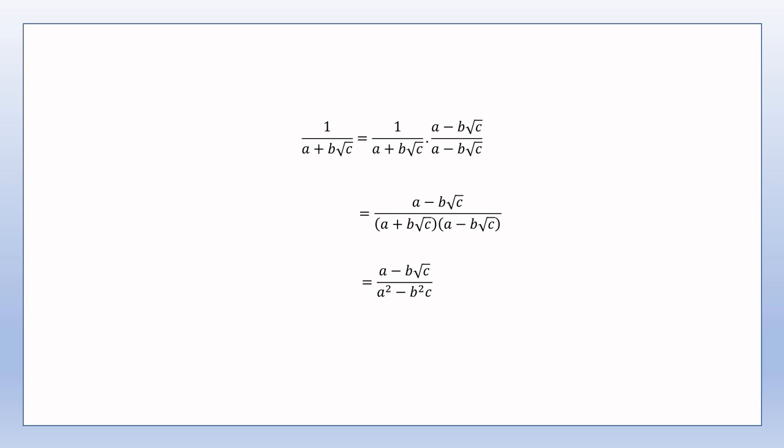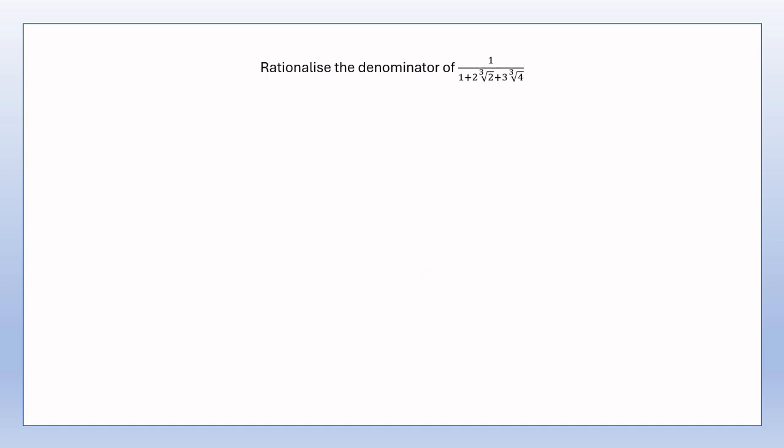A problem can usually be solved in many different ways, and I encourage you to find alternative and possibly better solutions for yourself. So let's have a look at rationalising the denominator of 1 over 1 plus 2 times the cube root of 2 plus 3 times the cube root of 4.